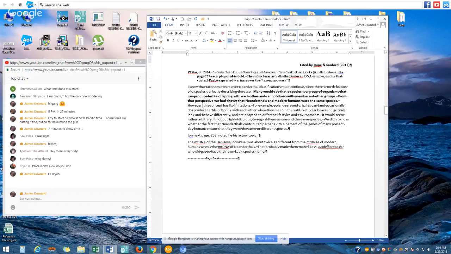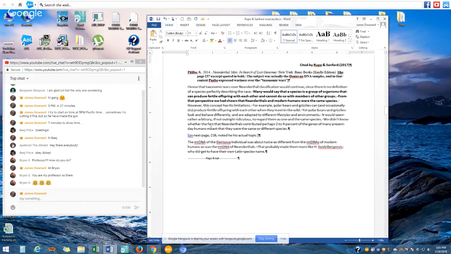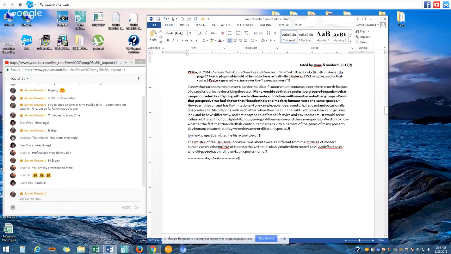was read on. However, this concept has its limitations. For example, polar bears and grizzlies can produce fertile offspring, and so forth and so on. We don't know whether the fact that Neanderthals contributed perhaps 2 to 4% of the genes of many present-day humans meant that they were the same or different species. So right in the very section they were nicking the authority quote from, they are misrepresenting the source. They're leaving out relevant information. And in fact, on the very next page, 238, Pääbo was describing the topic, which was about these Denisovans, not Neanderthals.